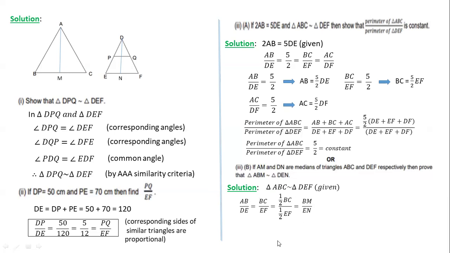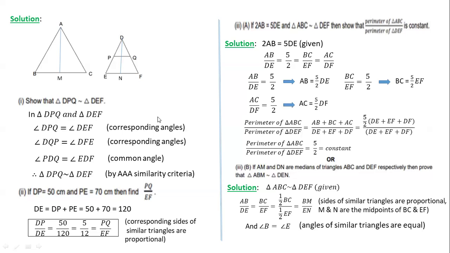And now we need one more relation. That is, so the reason here, sides of similar triangles are proportional and M and N are the midpoints of BC and EF. Okay, that's why we have written BM and EN. Now the third thing which we need is angle B is equal to angle E. That is, this particular angle is equal to this angle. Why? Angles of similar triangles are equal.